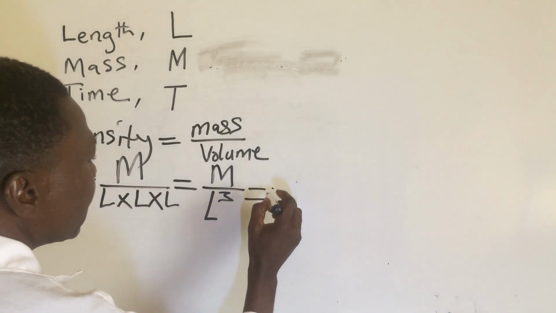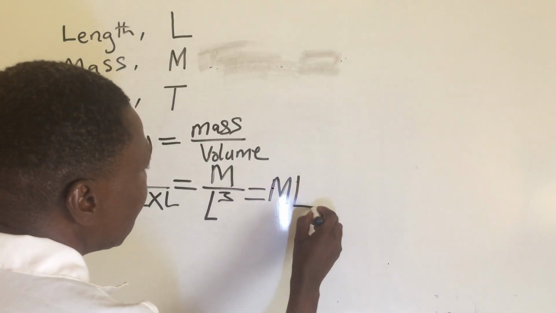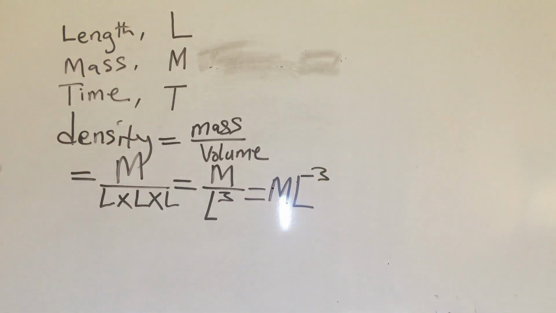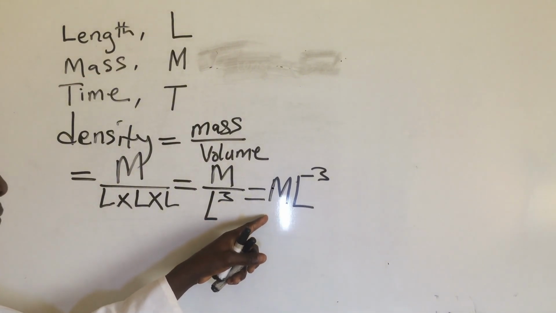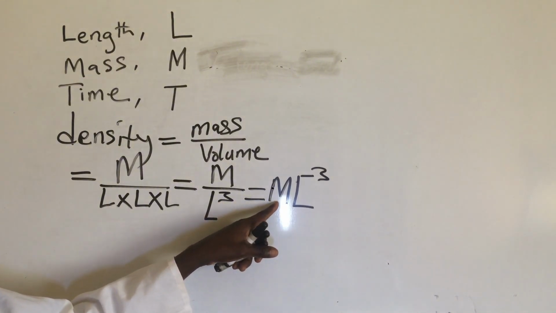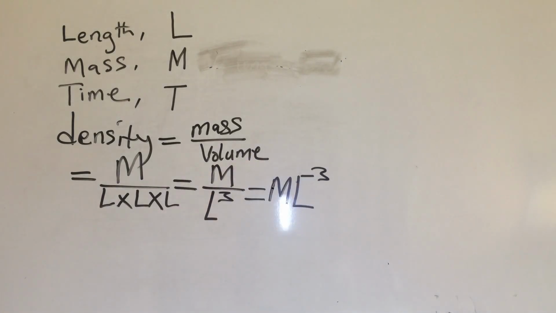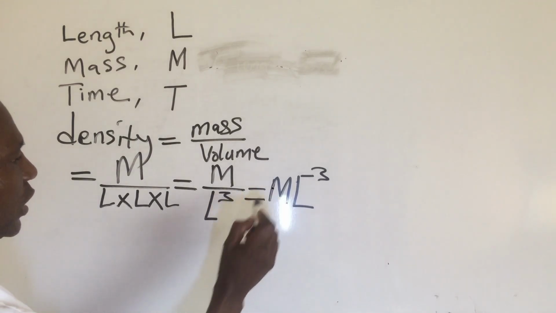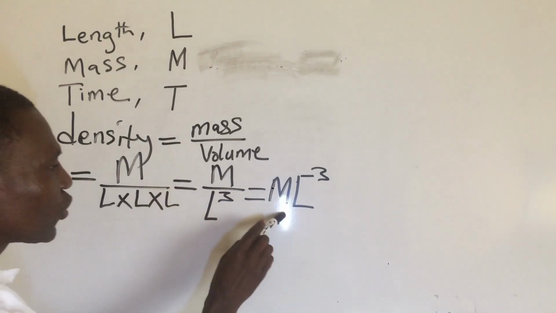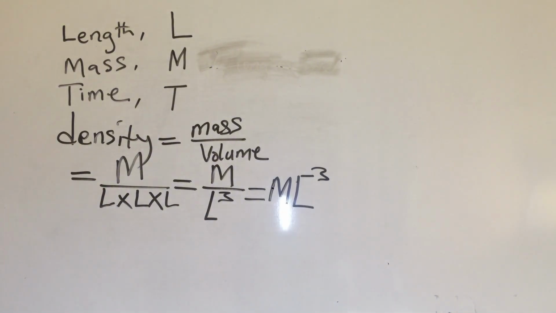Which you can also represent as M divided by length cubed. Which you can also write in another form, which is M times L raised to power minus 3, okay? So you have the right to represent your answer in this way or in this. So this is the dimension of density. This thing you are seeing here is the dimension of density, okay?